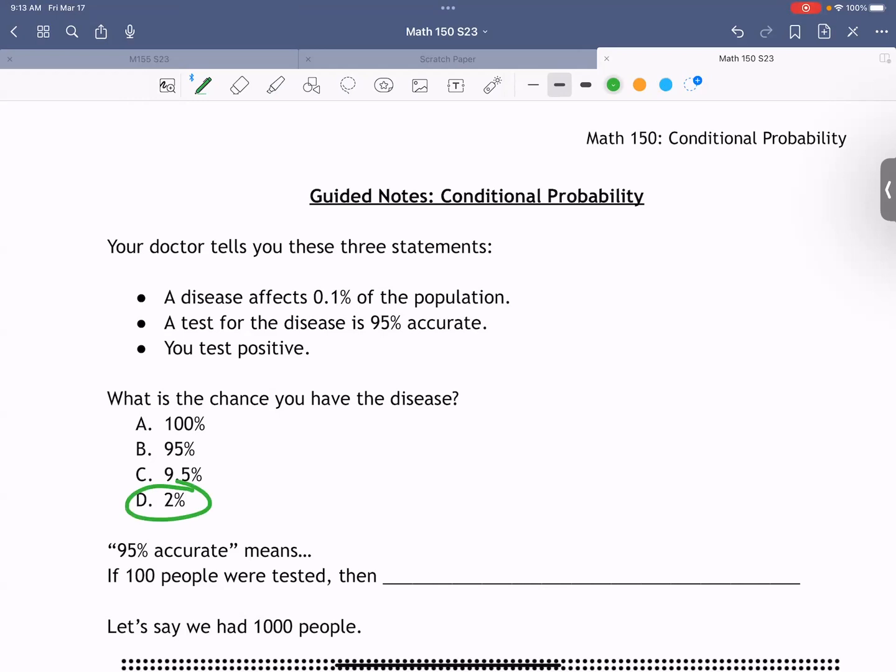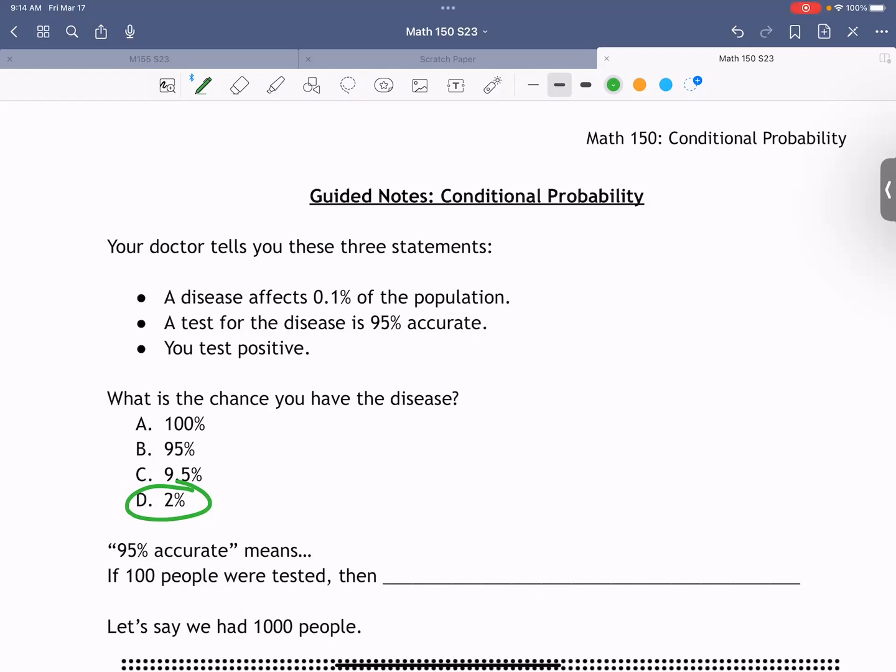Wait, I think I know. I think I know why that makes sense though. Why do you think it makes sense? Well, the percent of you having the disease may not be as high if you're positive, because... yeah, it's kind of hard to understand why.